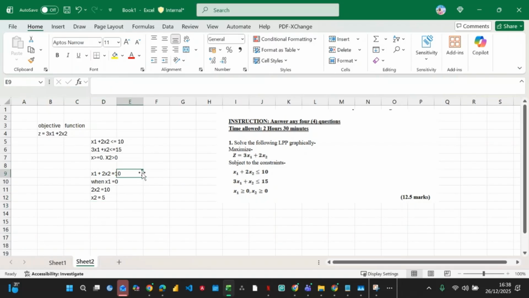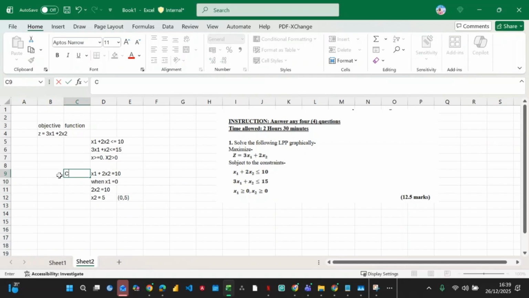So the point we have here is: when x1 is equal to 0, our x2 is equal to 5. So we have this.